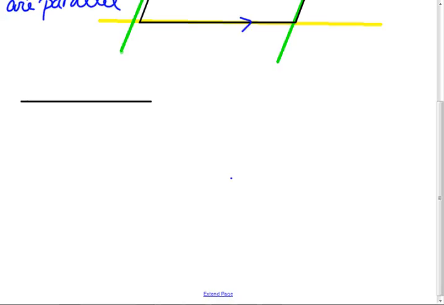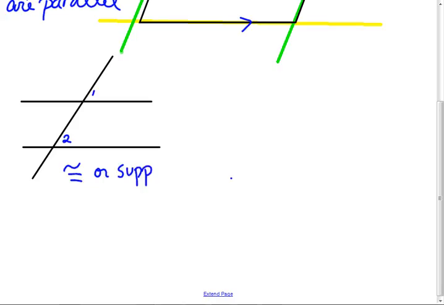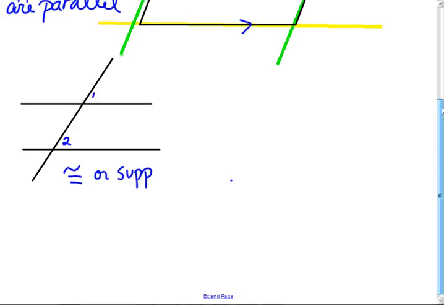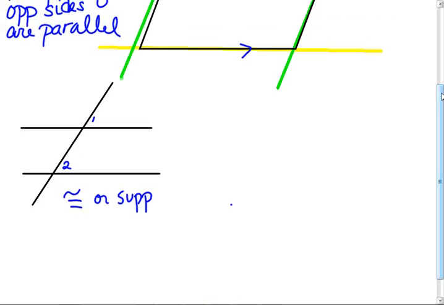You remember what's true about parallel lines? What's true about the angles? What's true about angle 1 and 2? 1 and 2 are corresponding. Either the angles will be congruent or they're going to be supplementary. That's it. When you have parallel lines, the angles will either be the same or they're going to add to 180.